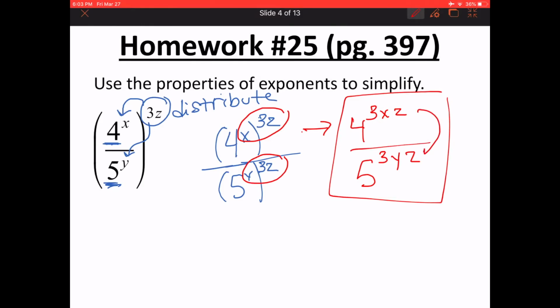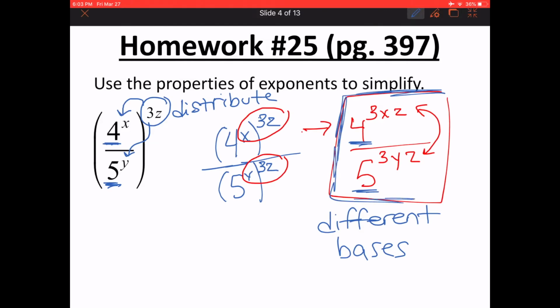Now, can I do anything else here? Can I subtract these exponents? And the answer is no. Why can I not subtract them? Because notice my bases are different. Okay? If I had the same base, then yes, I could subtract. But since I have different bases, I can't do anything else. And this right here is my final answer. 4 to the 3xz over 5 to the 3yz.